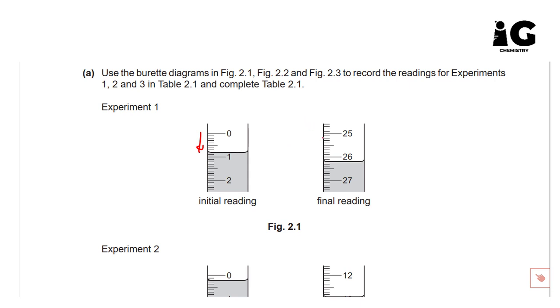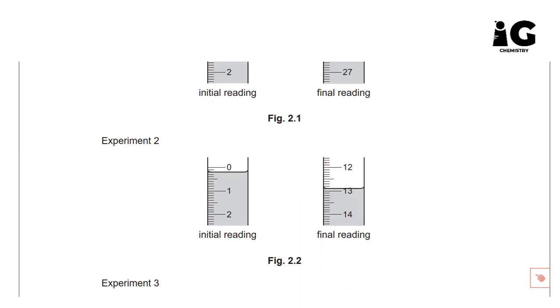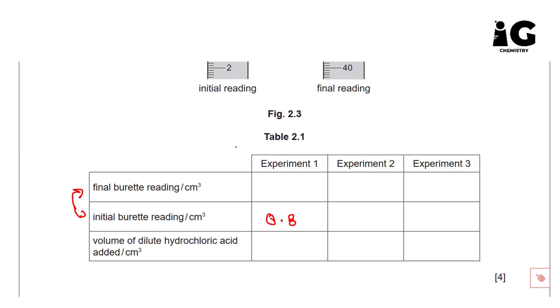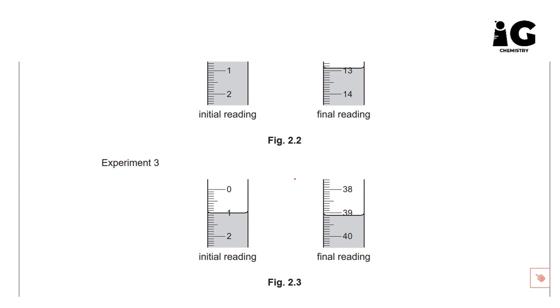If you check the final reading, guys, here this is 26, and then 0.1, and this is almost 0.2. So here you have 26.2. This is the final reading, 26.2. Let's go to experiment two.